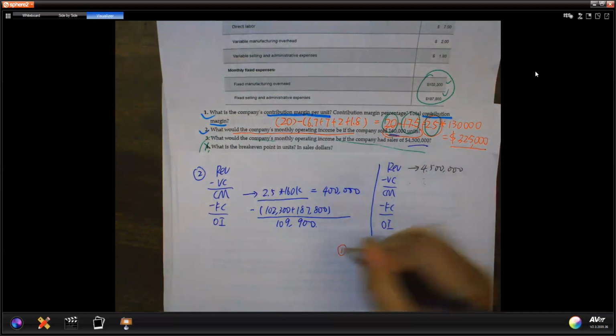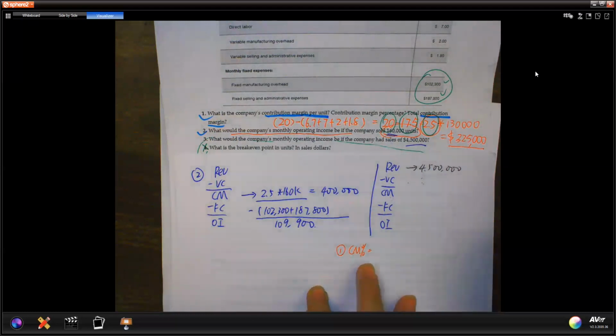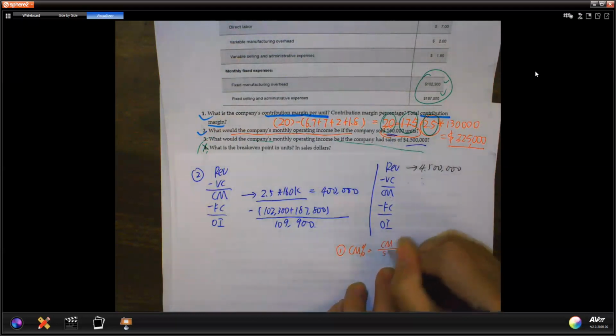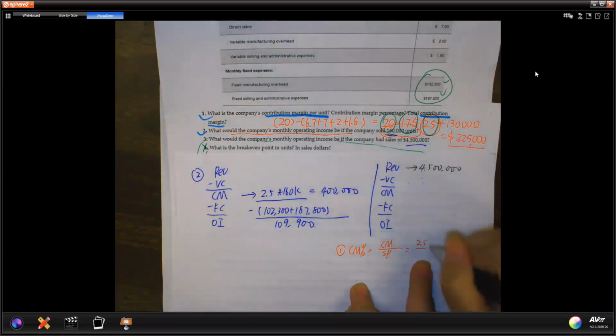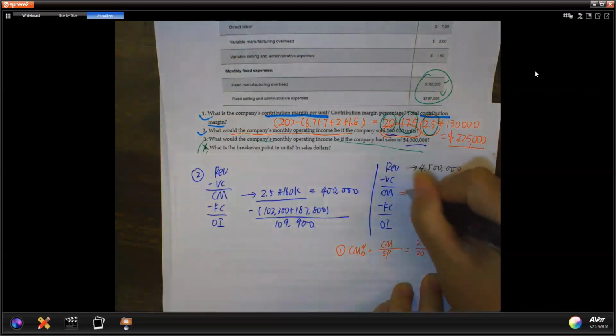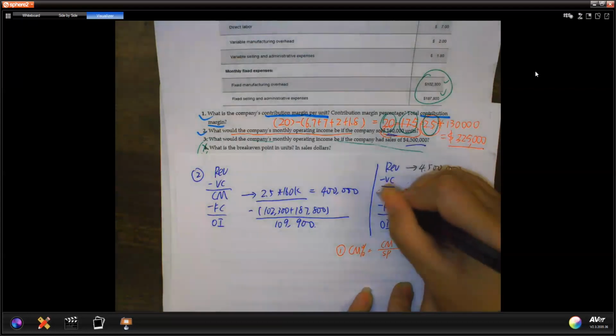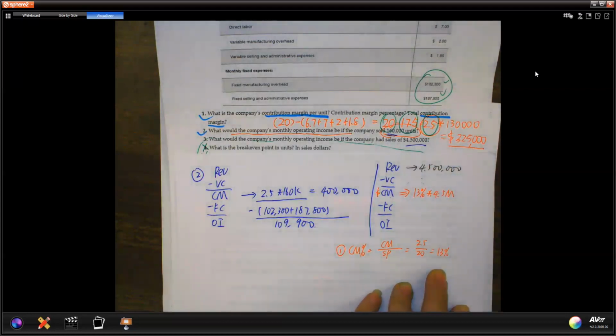So first way is we get our contribution margin percentage. We said the contribution margin percentage is contribution margin divided by selling price. From the first one, we know contribution is 2.5 for each, and then it's $20 for the selling price. So contribution margin percentage is around 13%. Then your contribution margin in dollars will be 13% times your 4.5 million.